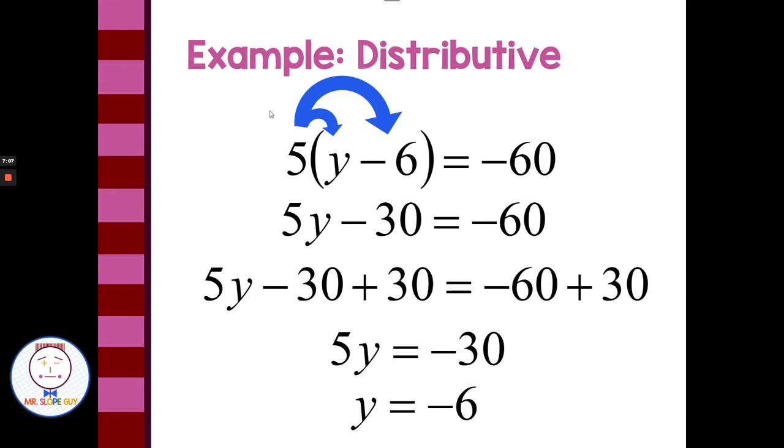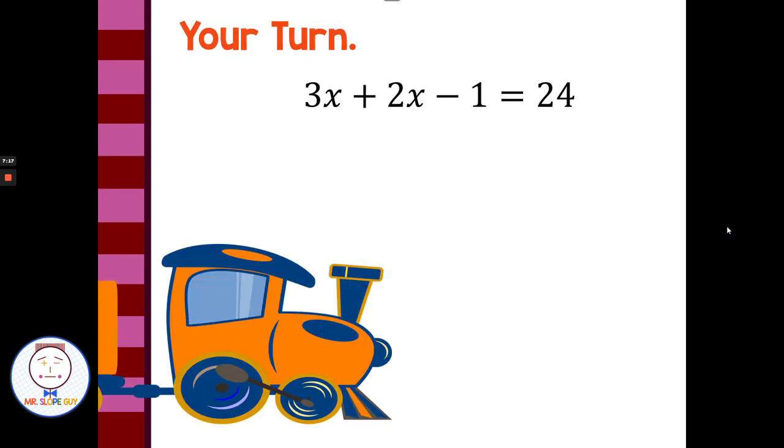So whenever you run into that distributive property, draw that arrow in. It's quick and easy, and it makes all your problems come out right. Remember, we're taking the number on the outside and multiplying it to each number on the inside. All right, you guys try this one. Come back when you're done. We'll see how you did.